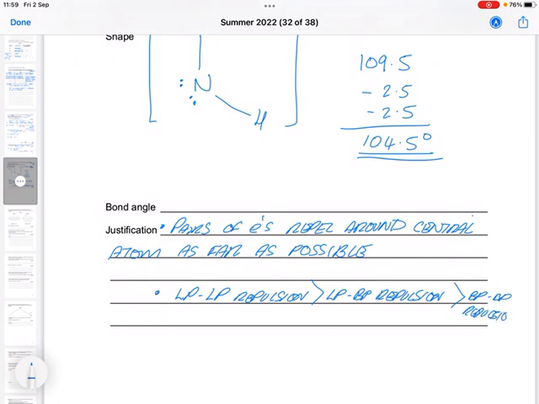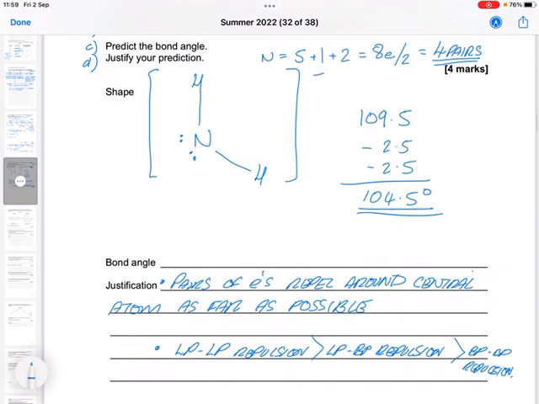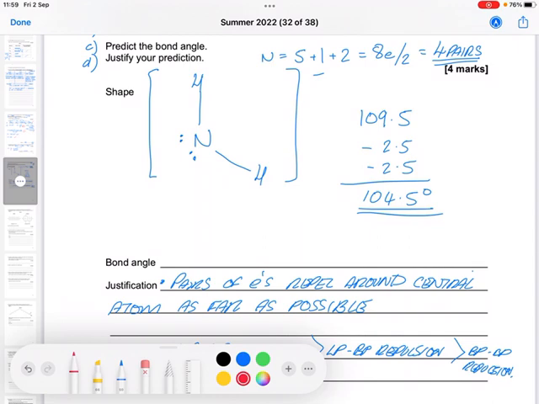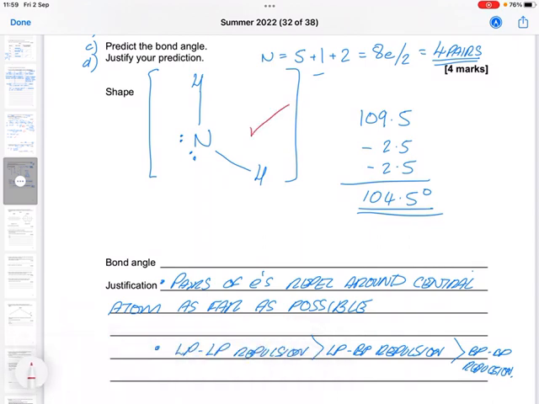Okay, so in terms of the marks here, there is 1 mark for the correctly drawn shape with the lone pairs on. There's 1 mark for the correct bond angle. There's 1 mark for saying that pairs of electrons repel as far as possible, and there's 1 mark for basically stating that lone pairs repel more than bonding pairs.